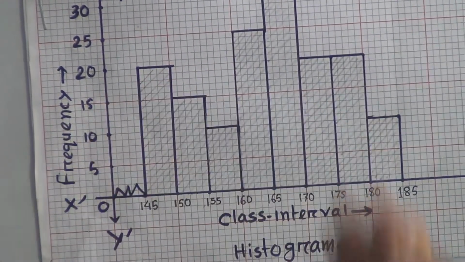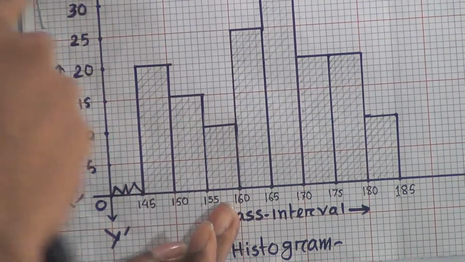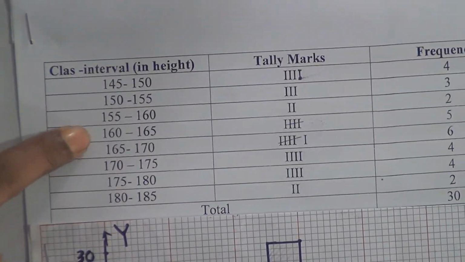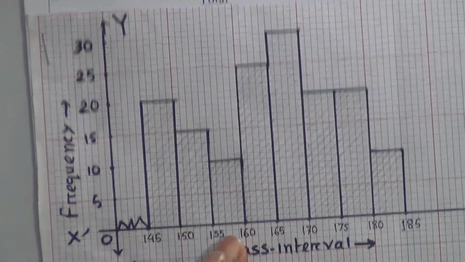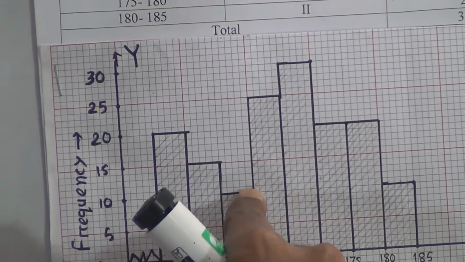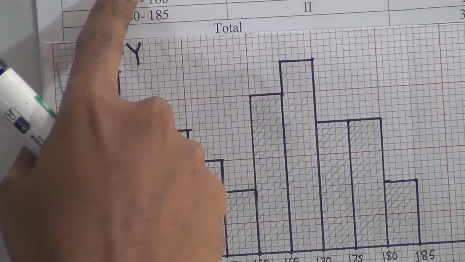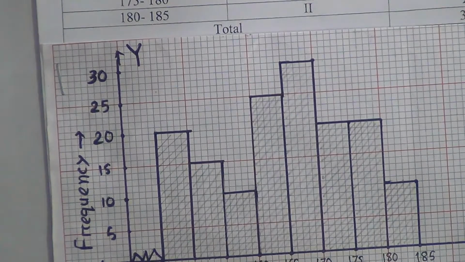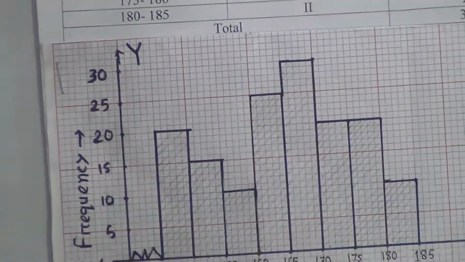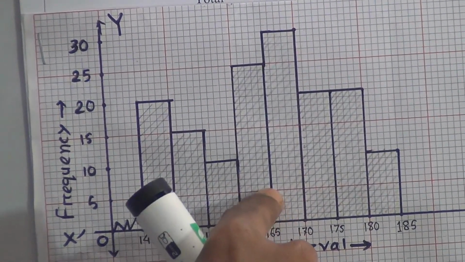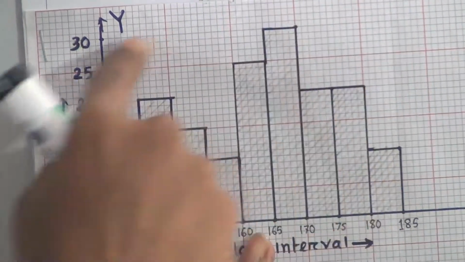Now like this way, 160 to 165, how many? 5. That means 5 fives are 25. Look, 1, 2, 3, 4, 5. Then 165 to 170, how many? 6. So 6 fives are 30. Look, 1, 2, 3, 4, 5, 6. Okay, you see?